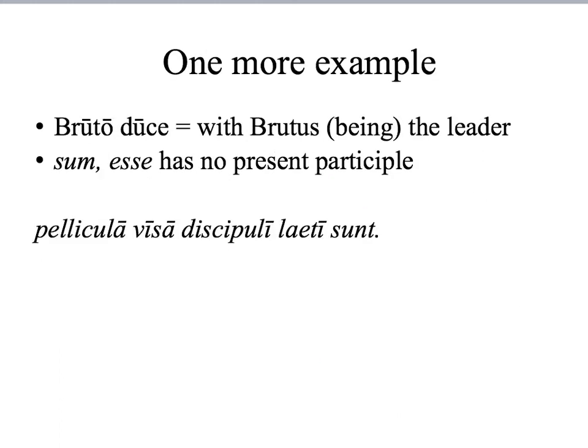Final example, I have another ablative absolute this time. Notice that when I go to the English translation, my participle is the present participle being, which in fact does not exist in Latin because sum has no present participle. So sometimes you can have an ablative absolute in a sentence that's formed from two nouns, or maybe a pronoun plus a noun. Bruto duce, with Brutus the leader, is the literal translation. But I could put that little present participle in there if I want to make it look more like a normal ablative absolute.